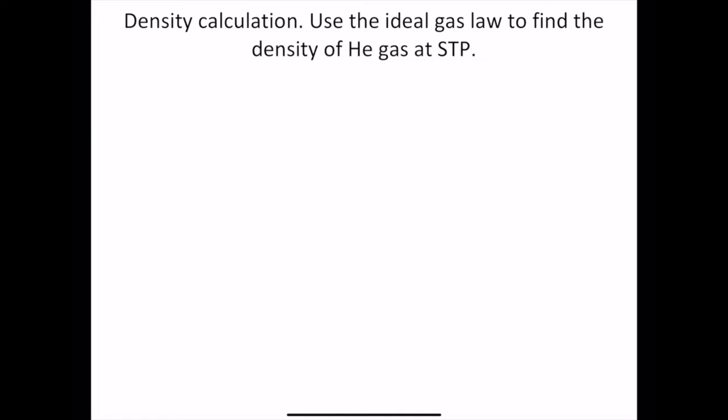Okay, in this problem, we're going to figure out the density of different atoms or molecules. It says use the ideal gas law to find the density of helium gas at STP. So we have PV equals nRT. That's the ideal gas law. And then it's talking about helium. So if we think back or look at the periodic table for helium, we'll see it looks something like this.